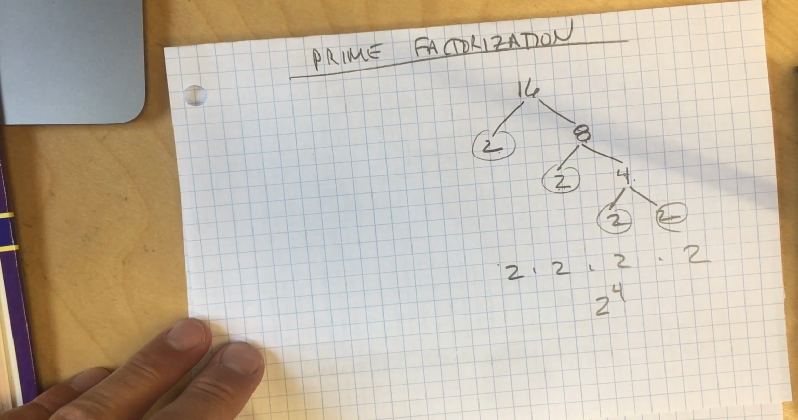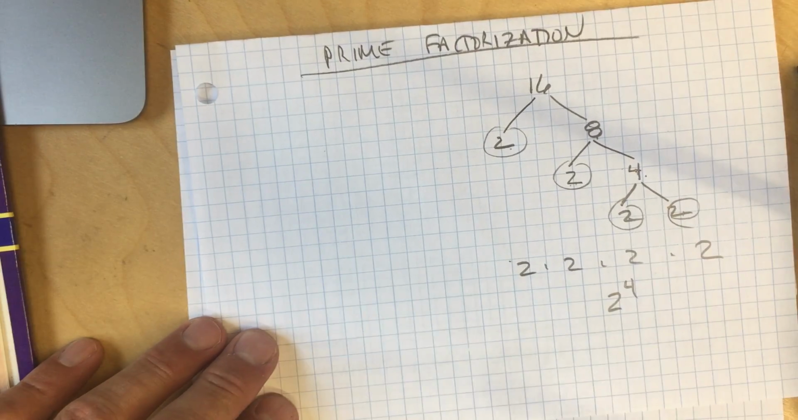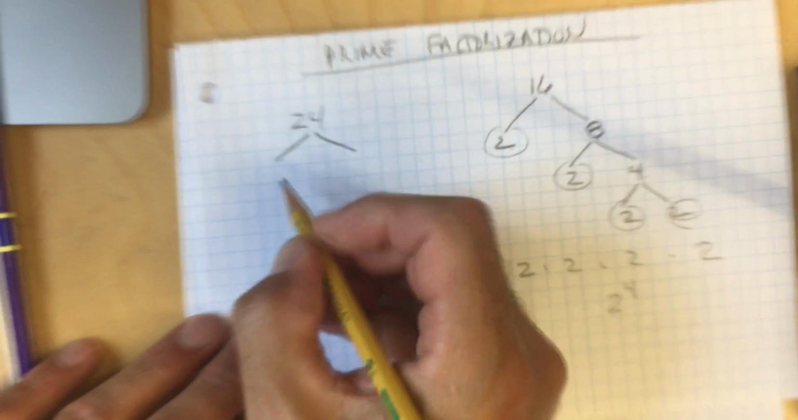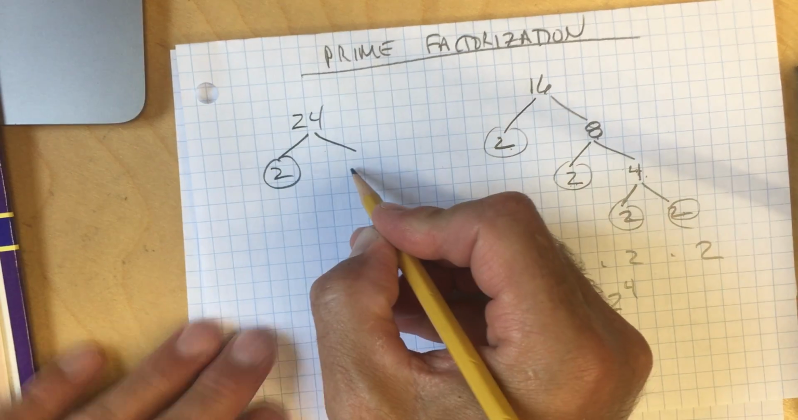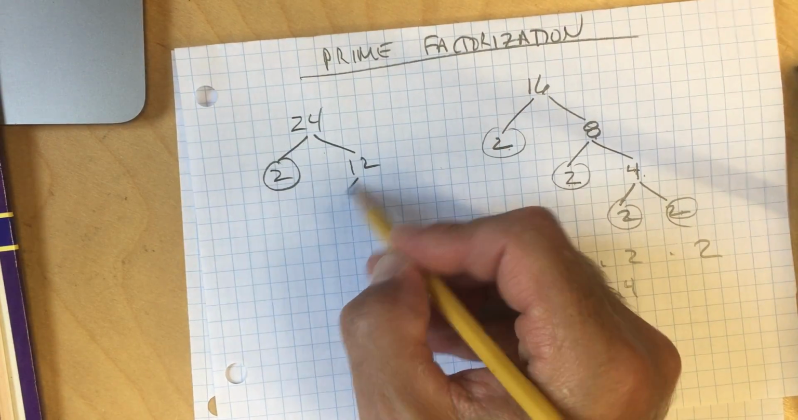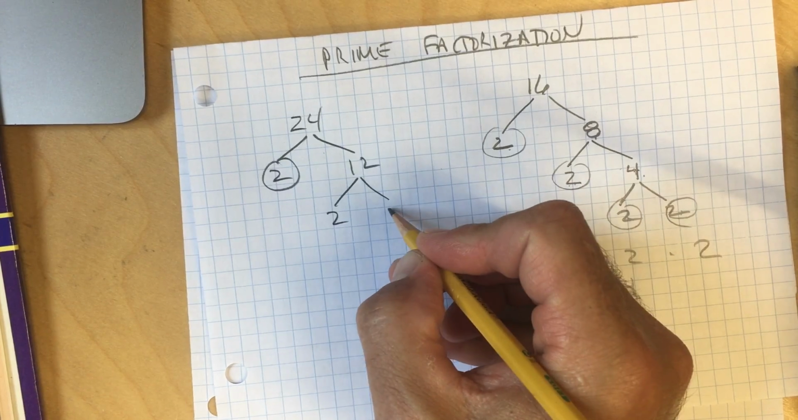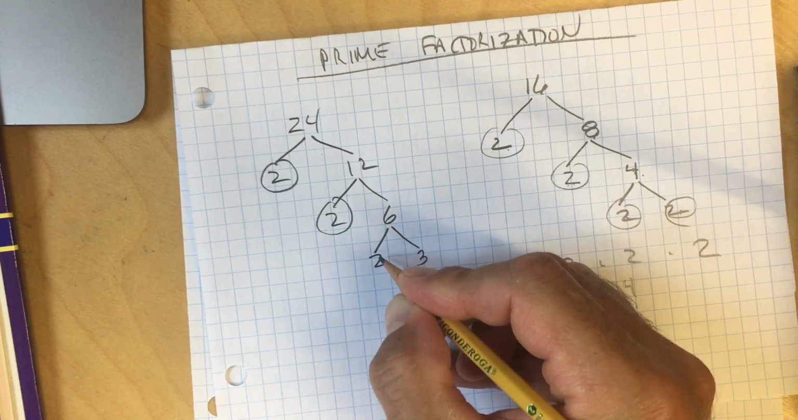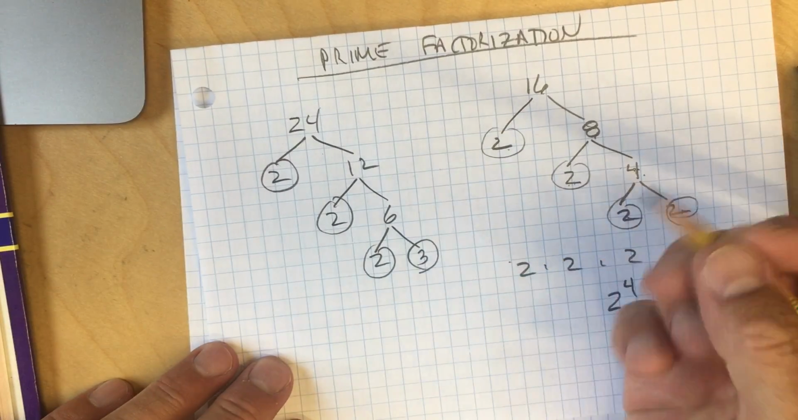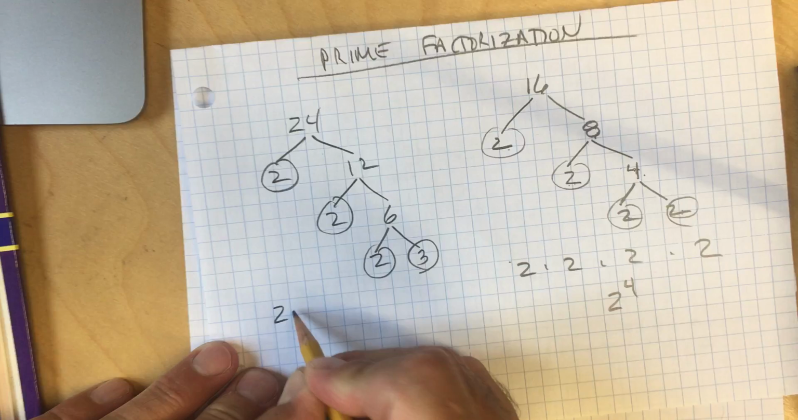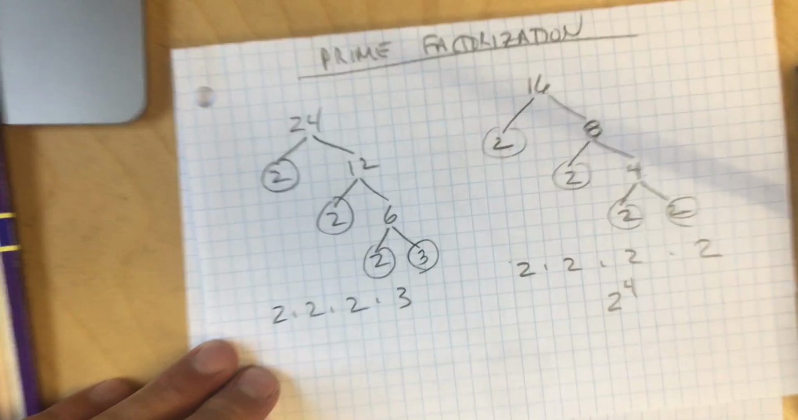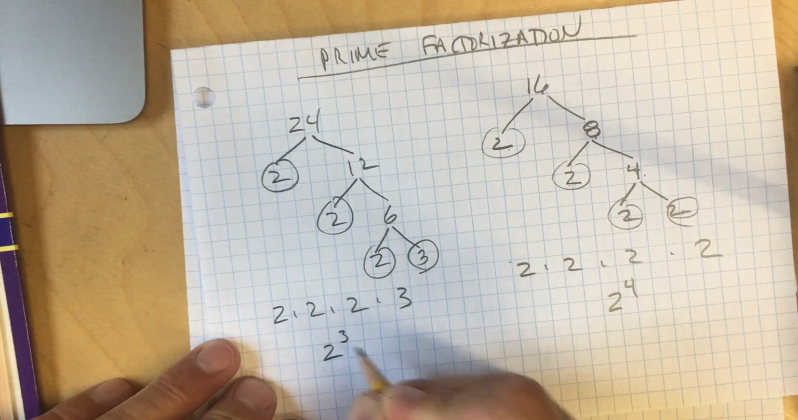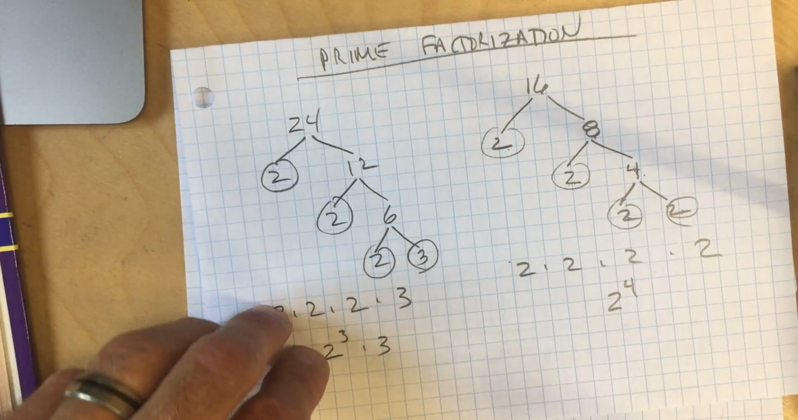Let's do one more. Let's do something like 24. Okay, so let's see. 2 divides in. That's prime, and then we're left with 12. Let's see. 2 divides in, and we're left with 6. 2 divides in, and 3. Those are all the prime numbers. So 2 times 2 times 2 times 3 is the prime factorization of 24, and this is the same as 2 to the 3rd times 3.